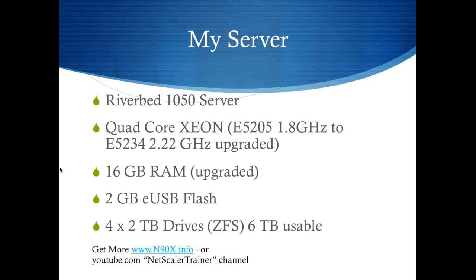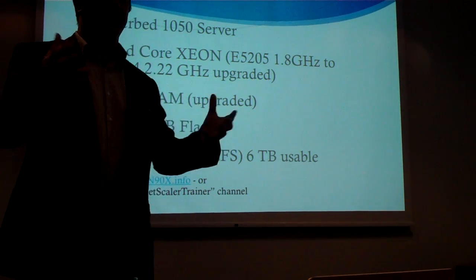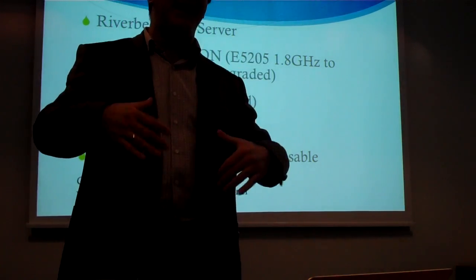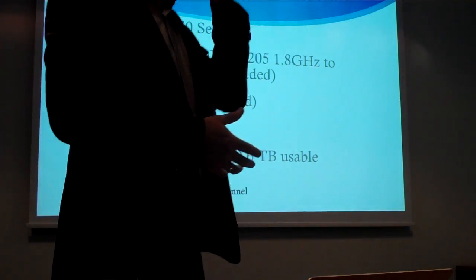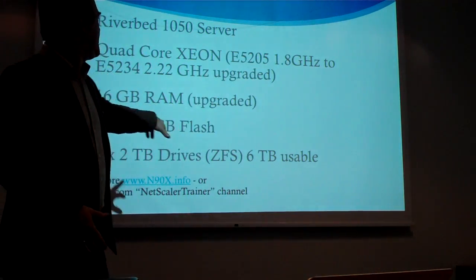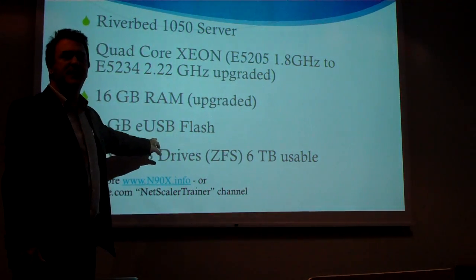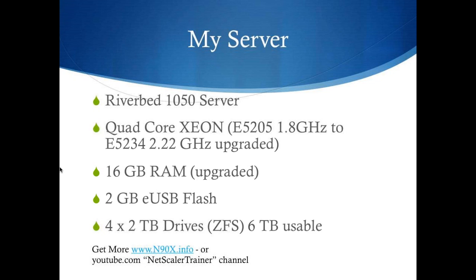Now, one thing that it came with, because it was Riverbed, it's meant to be an embedded WAN accelerator appliance. It came with a 2 gig eUSB flash. I don't know if you guys have heard of this. Basically, inside your server, on the motherboard, there might be a 9-pin USB port that's just kind of bare. They have these eUSB devices that can plug into that, and this one came with one, 2 gigs.